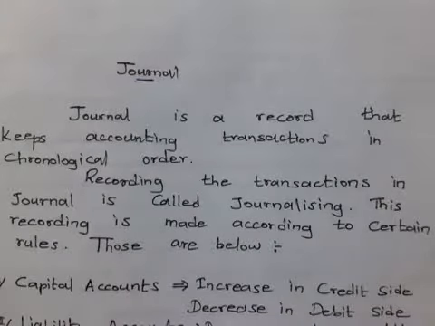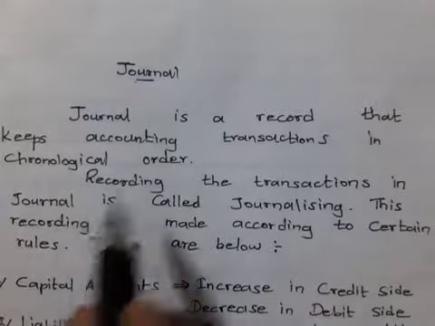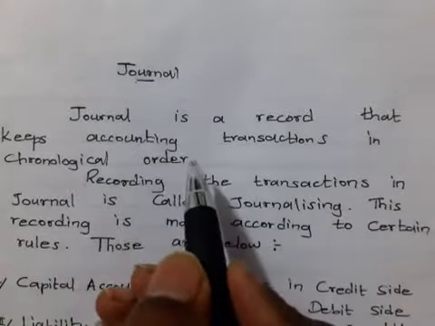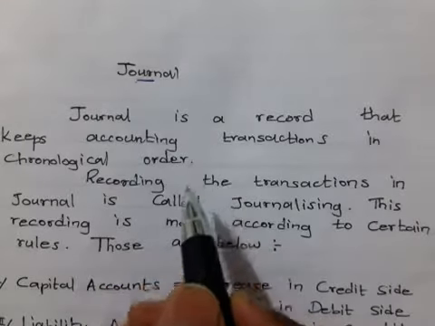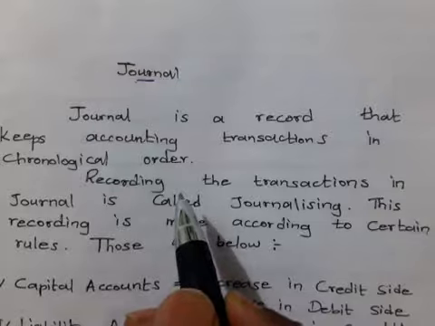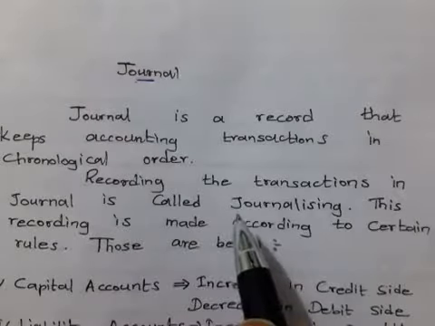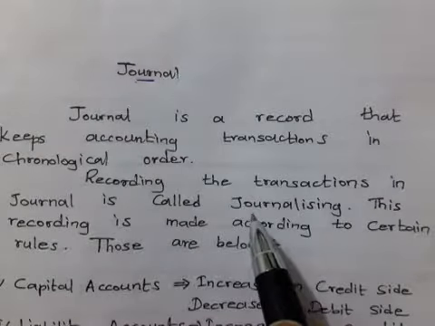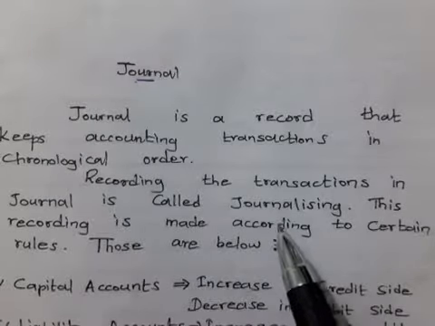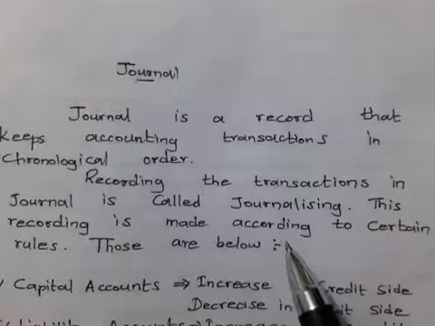Today I am going to explain about the journal. Journal is a record that keeps accounting transactions in chronological order. Chronological order means according to date wise. Recording the transactions in the journal is called journalizing. This recording is made according to certain rules.